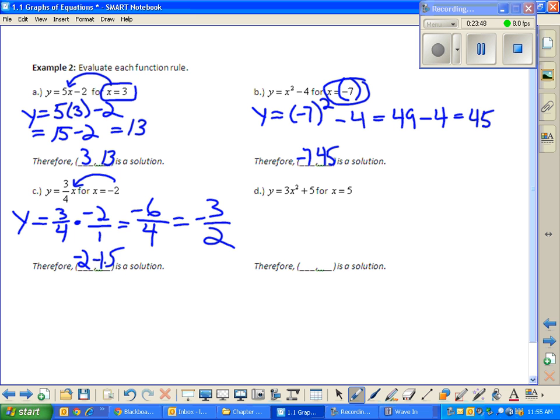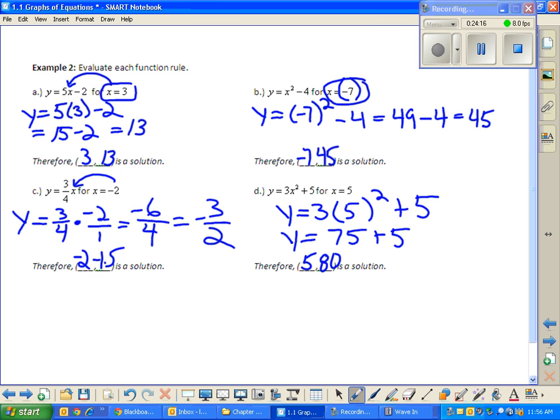Okay. Part D, we're going to plug 5 in for x there. 3 times 5 squared plus 5. 5 squared is 25, times 3 is 75, plus 5. Oh my goodness, if we had to plot that, we would definitely want to scale our graph. We'll talk about that more tomorrow. We have the point 5, comma 80. That's a really big point. You probably wouldn't want to tick off by 1s if you were asked to graph that. Tick off by 5s or even 10s. Okay, questions about that?